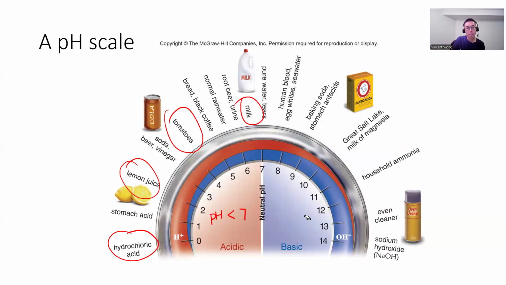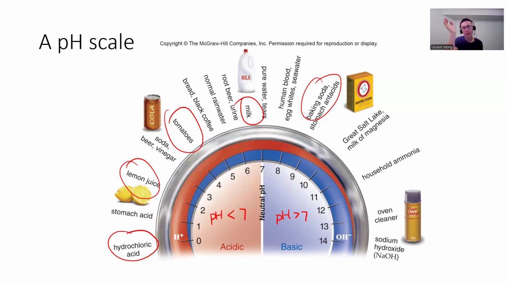Basic is when the pH is greater than 7. So these things tend to be slippery feeling. They are also corrosive. They can eat through metals. They are bitter if you taste it. Think of baking soda. I once mistakenly added baking soda as opposed to sugar for my muffins, and they all turned out extremely bitter.